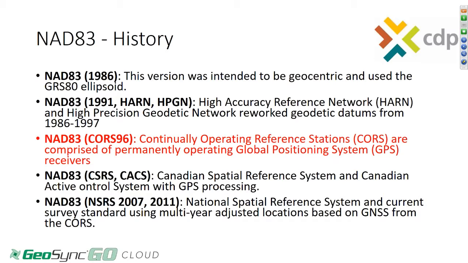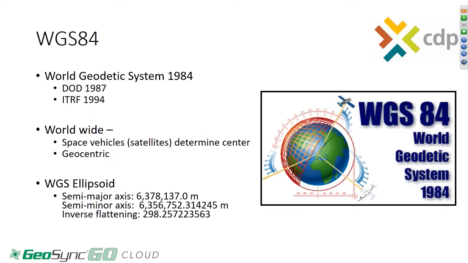So WGS84, on the other hand, World Geodetic System 1984, was established by the Department of Defense in the mid-80s at the same time, and it was really set up to be exactly equal to NAD83. WGS84 was geocentric, so the point of it was to be able to have a worldwide system so that we could use this global positioning system in any place in the world and be able to get accurate positioning, really for defense purposes primarily.